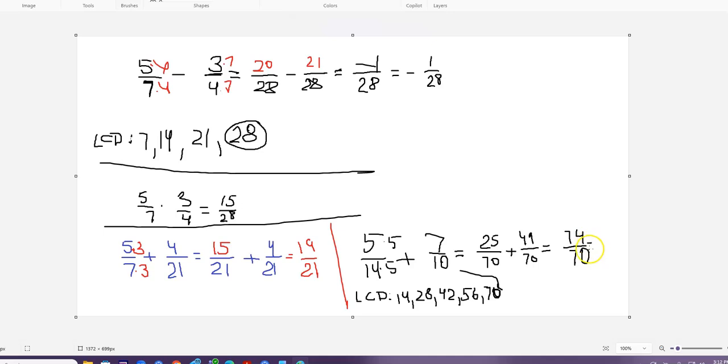So we can simplify because both numbers are even. 74 divided by 2 is 37, and 70 divided by 2 is 35. Now we have the fraction 37/35, without common factors in the numerator and denominator. All results must be simplified.